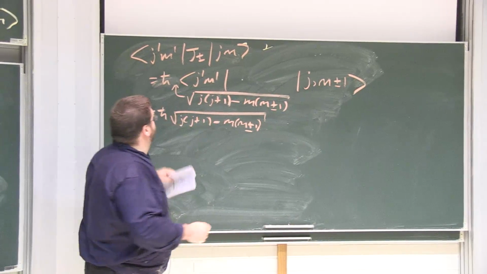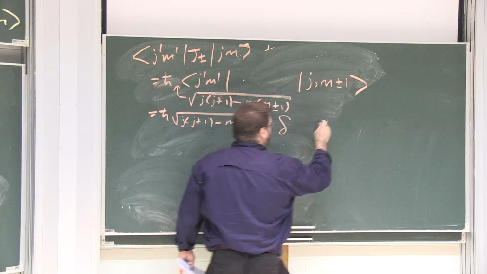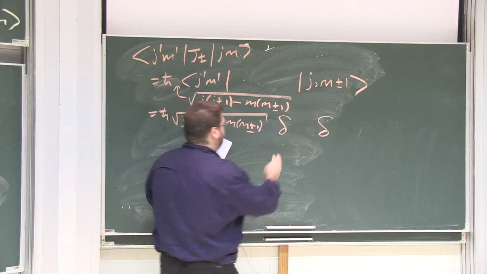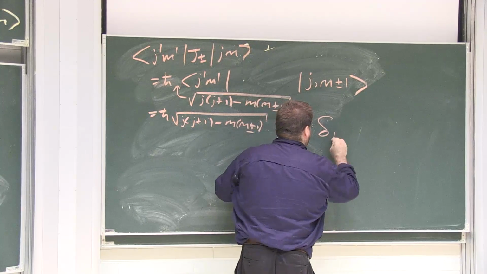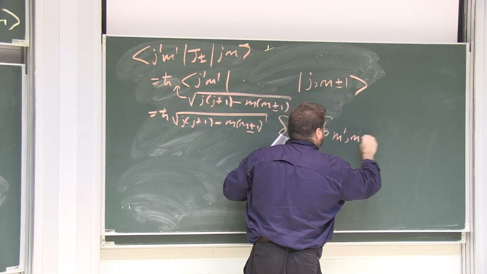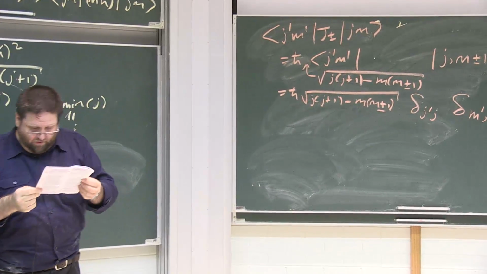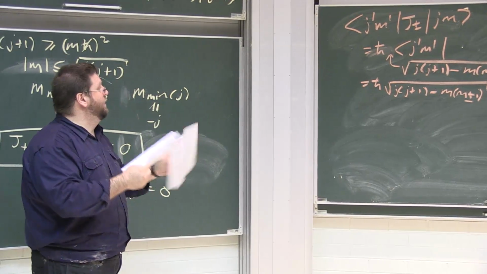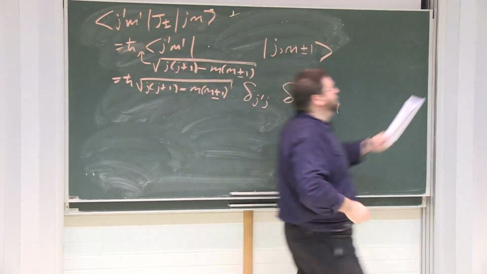So we've pulled out this factor and we're left with this bracket, again because of the orthonormality of the generalised spherical harmonics. This will equal 1 only if j prime equals j, and if m prime equals m plus or minus 1. And because of this latter Kronecker delta, this matrix is not diagonal. So this is equation 247. So we've calculated the matrix elements of j plus or minus.